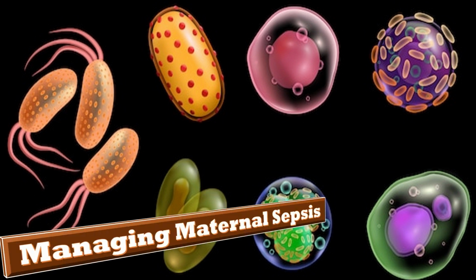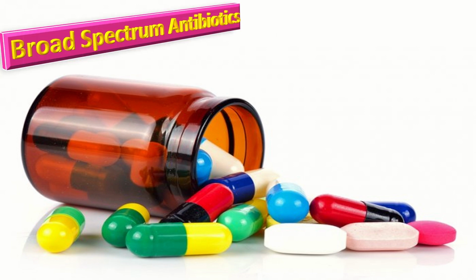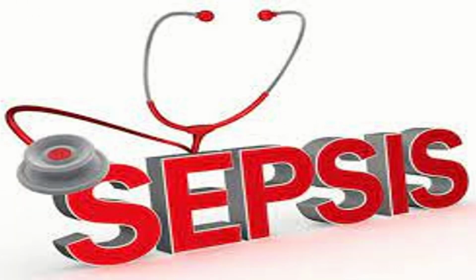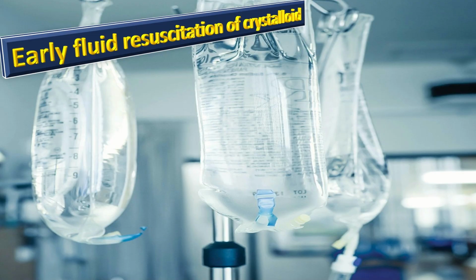How should maternal sepsis be managed? Administration of intravenous broad spectrum antibiotic is recommended within 1 hour in the woman at high risk of sepsis with or without septic shock. Use of the sepsis bundle may improve compliance with urgent management in the woman at high risk of sepsis. Early fluid resuscitation with crystalloid should be administered with an immediate 500 ml fluid bolus in women with hypotension or elevated serum lactate level of 4 millimole per liter, and this may need repeating.